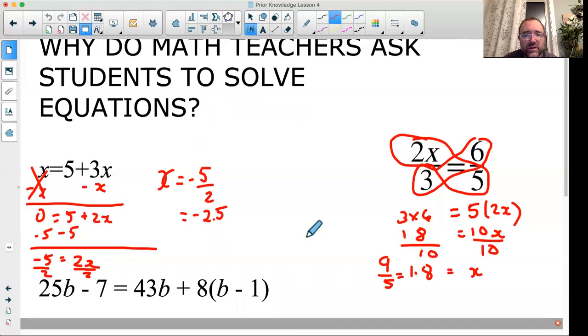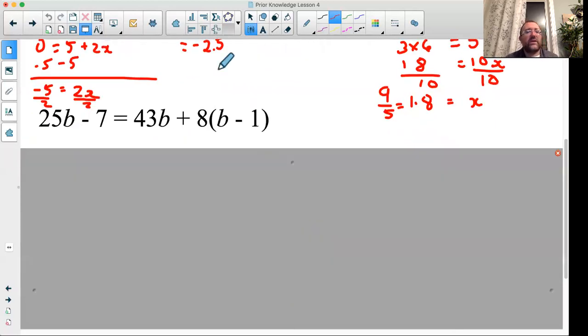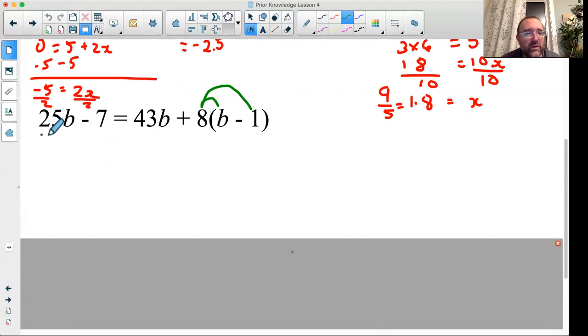Looking at the next one here, what we have is a bracket, and we always want to expand these brackets. So we have to use FOIL, and what's going to happen here is nothing else has to be expanded. So we rewrite 25b minus 7 equals 43b plus 8b minus 8. Okay, so can we collect any like terms?